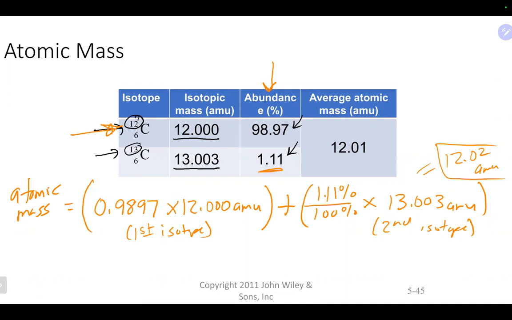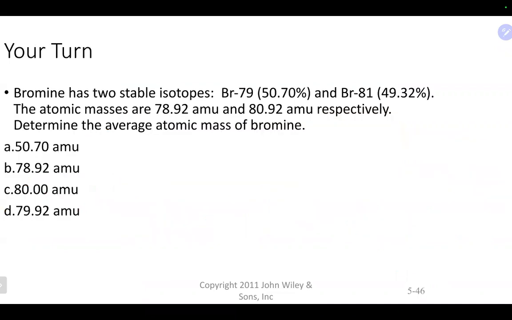Yeah. And then added it to this second one, yeah. Yeah, so you would multiply these two, get a number, multiply these two, get a number, and then add these together, depending on where you're at. Other questions? All right, so why don't you try one here?